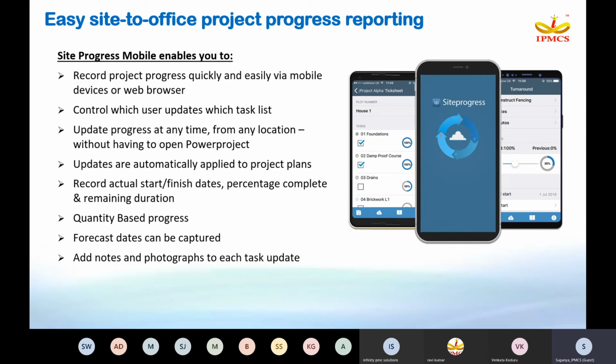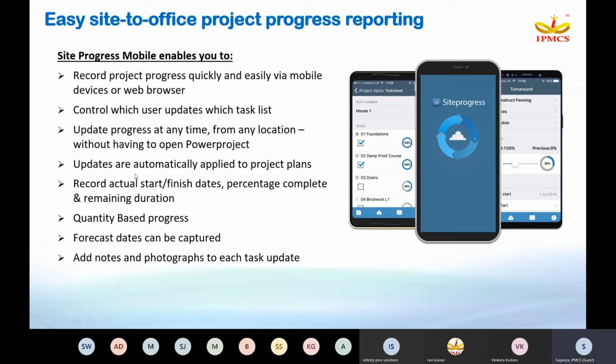And also, using this site progress mobile application, control which user updates which task list, because we have multiple packages in the project. Package 1 has been assigned to user 1 and package 2 has been assigned to user 2. So user 1 can update the status from his mobile application with his login ID and password, and user 2 can update his own package-related actuals using his login ID and password. So we'll get to know which user updated which task, what progress has been updated by user 1 and what activities are updated by user 2.